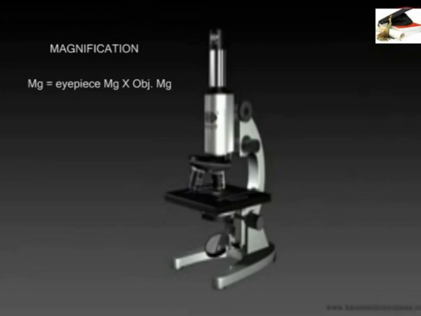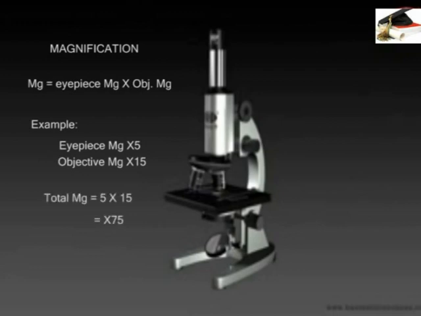the total magnification. For example, if the eyepiece lens has a magnification of times 5 and the low power objective lens has a magnification of times 15, then the total magnification is 5 times 15, which gives us 75. This is the number of times the detailed structure being viewed has been magnified by the microscope.